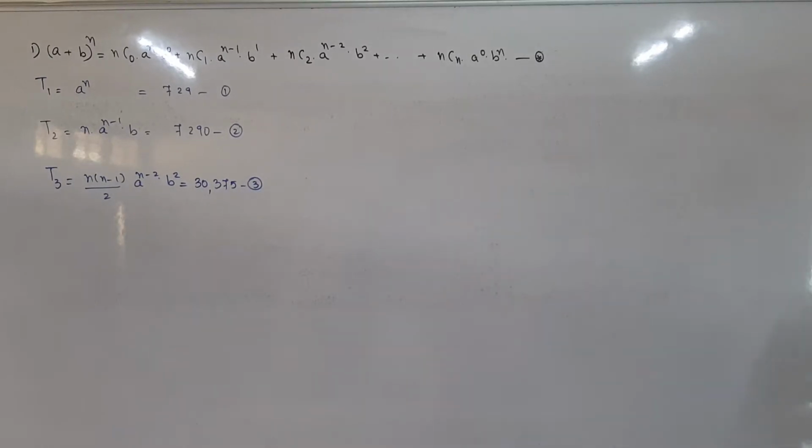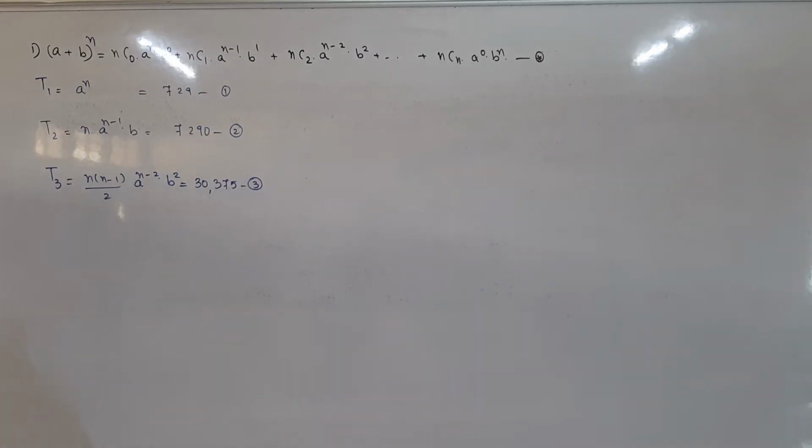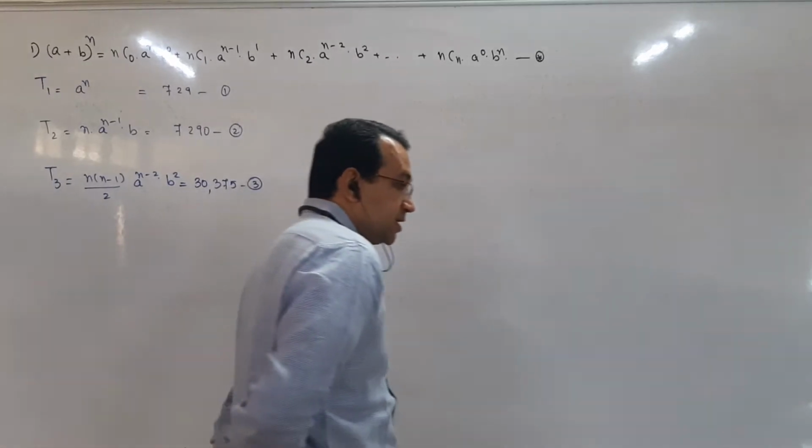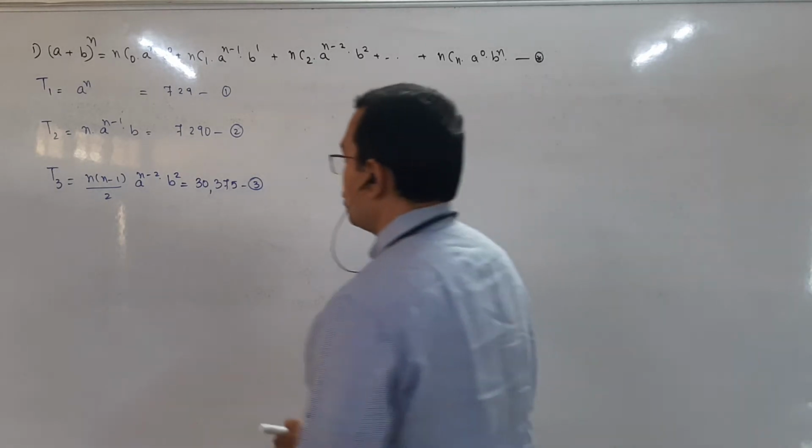Now, what is the concept? That these three are equations, and we have to find three unknowns, a, b, and n. Students, three equations and three unknowns are easily solvable, but these aren't linear equations. Students, you are in the habit of solving linear equations. These are non-linear equations. So such types of equations are solved using ratio.